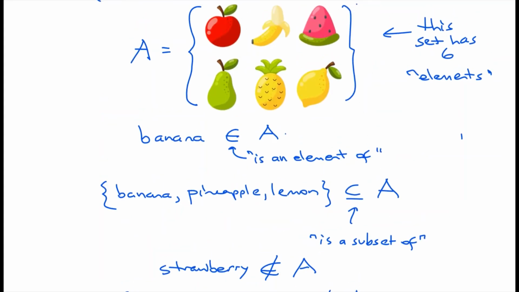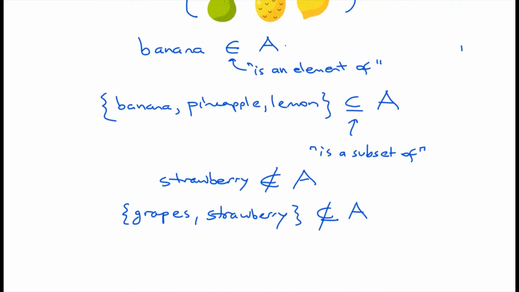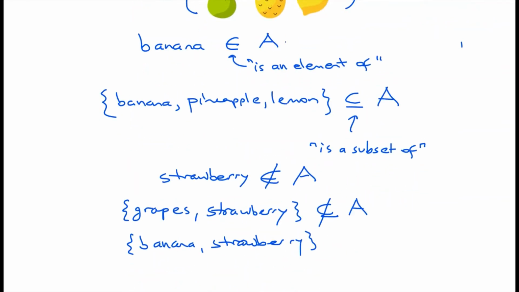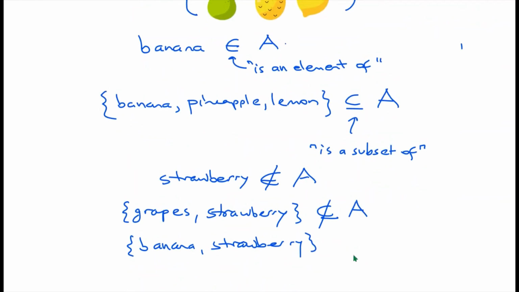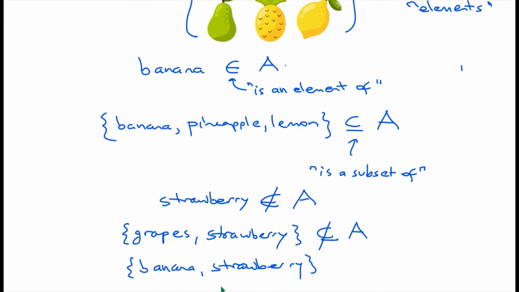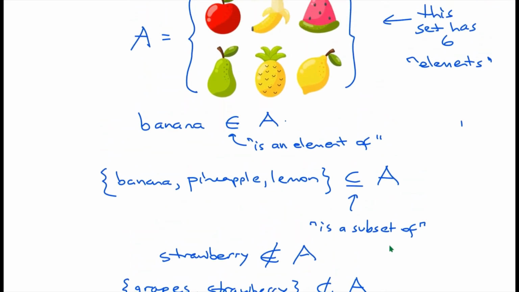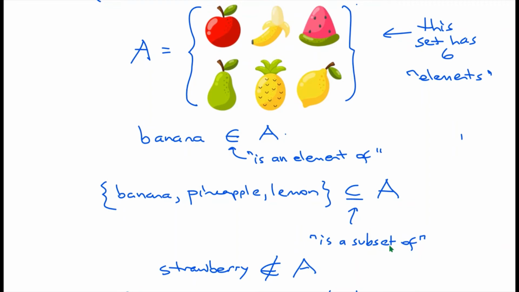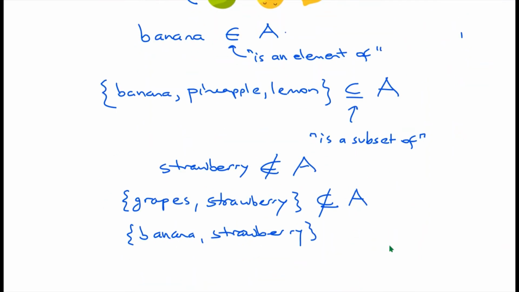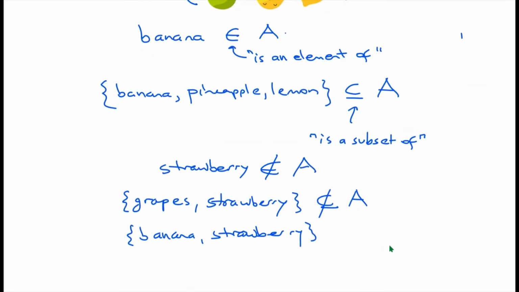All right, what about bananas and strawberries? So banana and strawberry. Is this set contained in the set A? For the whole set to be a subset of A, we need every item in this first set to be in A. Now there is a banana in A, but there's no strawberry in A. So the set of bananas and strawberries is not a subset of A. So it's the subset symbol, but it's not, so we cross it out.